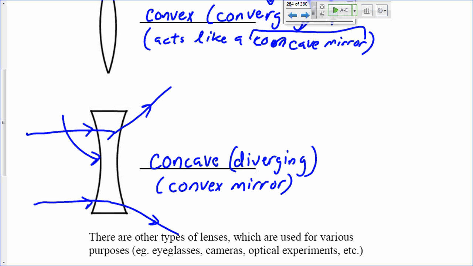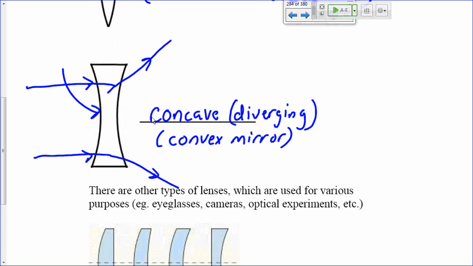All right, so just like the convex mirror, remember, had only one image that it produced. That was a virtual, upright, smaller image. The concave lens will also do the same thing. So the convex mirror, that's like the security mirror, produces the same type of image as a concave lens. Some of you who wear eyeglasses have concave lenses.